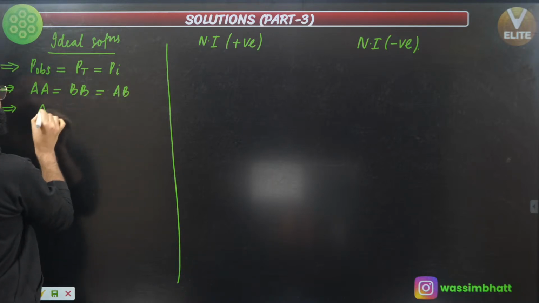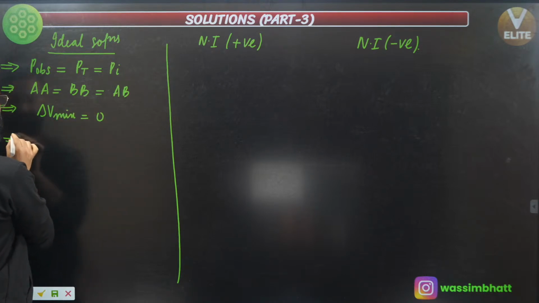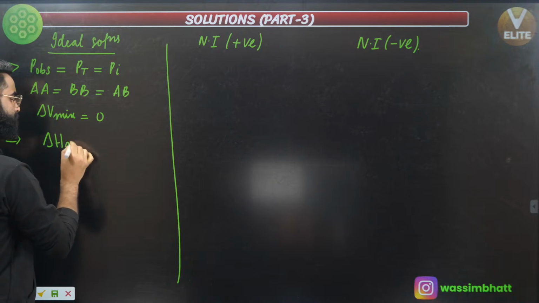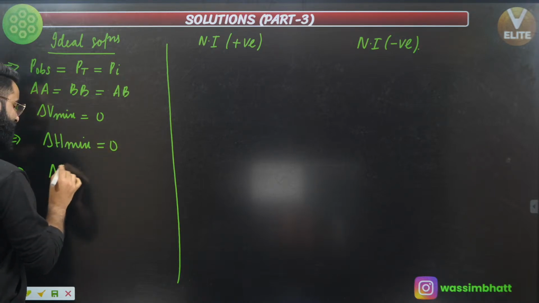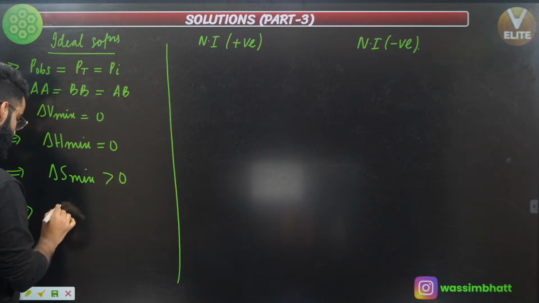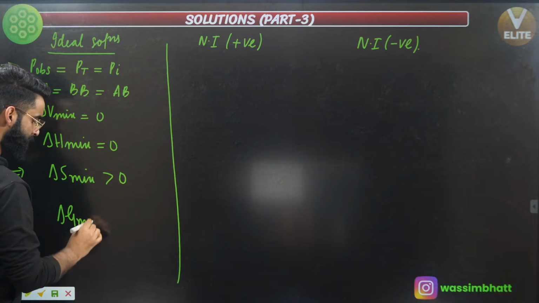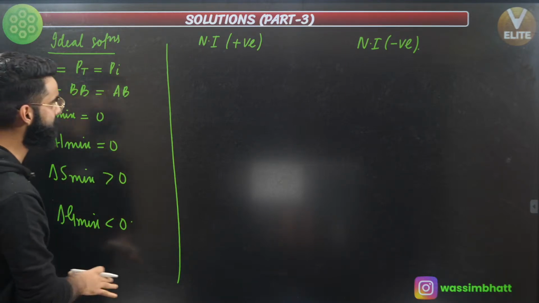Similarly, the next point, delta V mixing is equal to 0. Similarly, delta H mixing is equal to 0. Similarly, delta S mixing is greater than 0. Delta G mixing is less than 0. Correct? This is for the ideal solution.